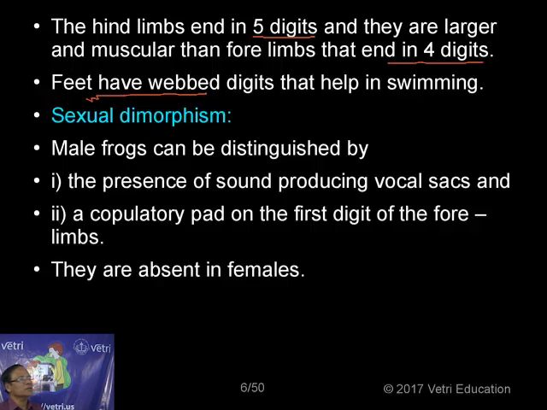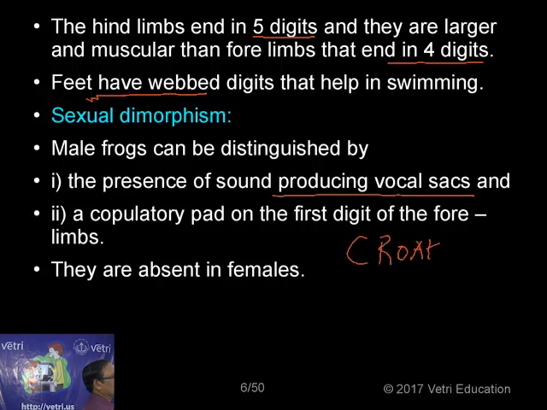The male animal can be distinguished by the presence of two structures. One is present in the neck region, just below the vocal cavity or lower jaw: a pair of vocal sacs. These vocal sacs are sound producing and are used for producing a croaking sound.